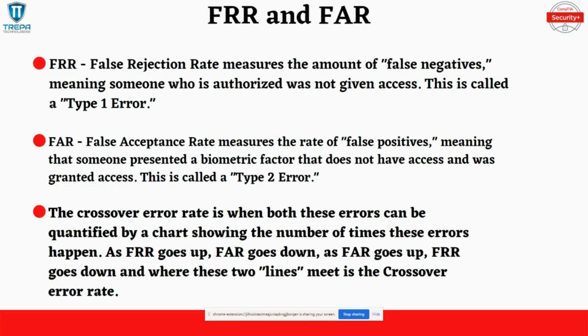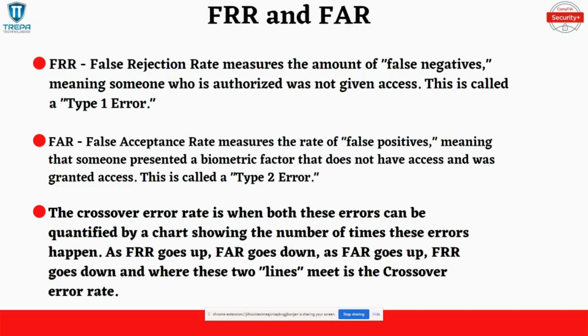FAR stands for false acceptance rate, and it measures the number of times an unauthorized person was granted access. So I bought the Fast Pass at an amusement park, right? So I'm good to go. But my buddy who didn't, he tries using his regular pass, and he's granted access into the Fast Pass line. That is false acceptance rate. Someone who's unauthorized but was granted access.